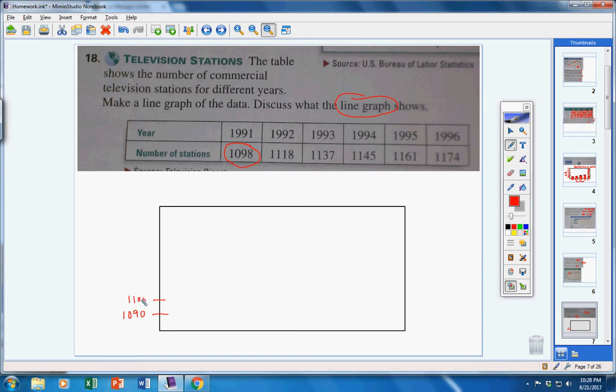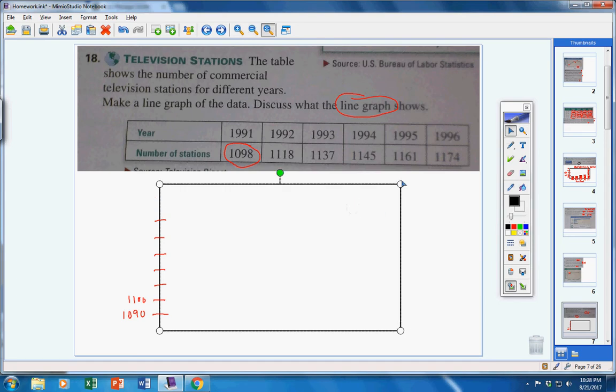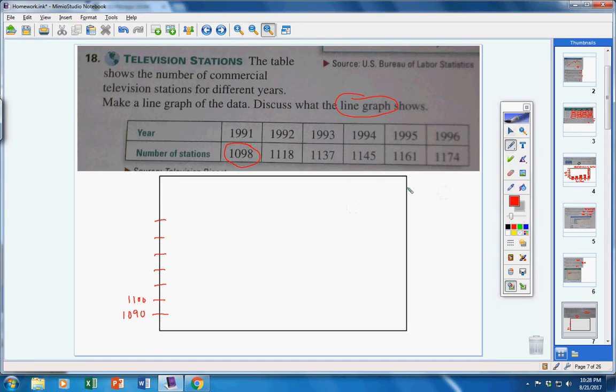So that's 1,100, and then 10, 20, 30, 40, 50, 60, 70, and this will be 1,180 here, 1,170, 1,160, 1,150, 1,140, 1,130, 1,120, 1,110, 1,100, 1,090. Okay, so there we go.